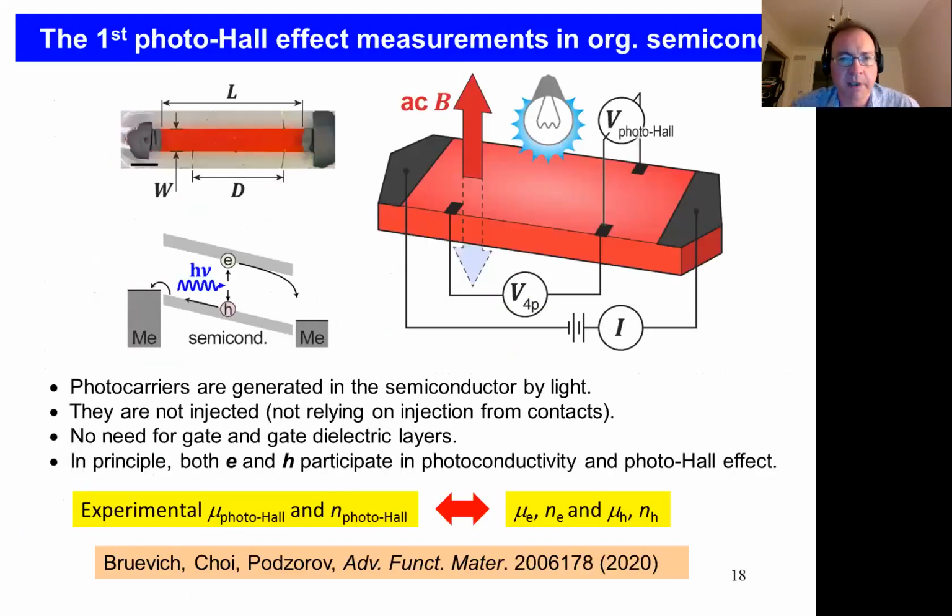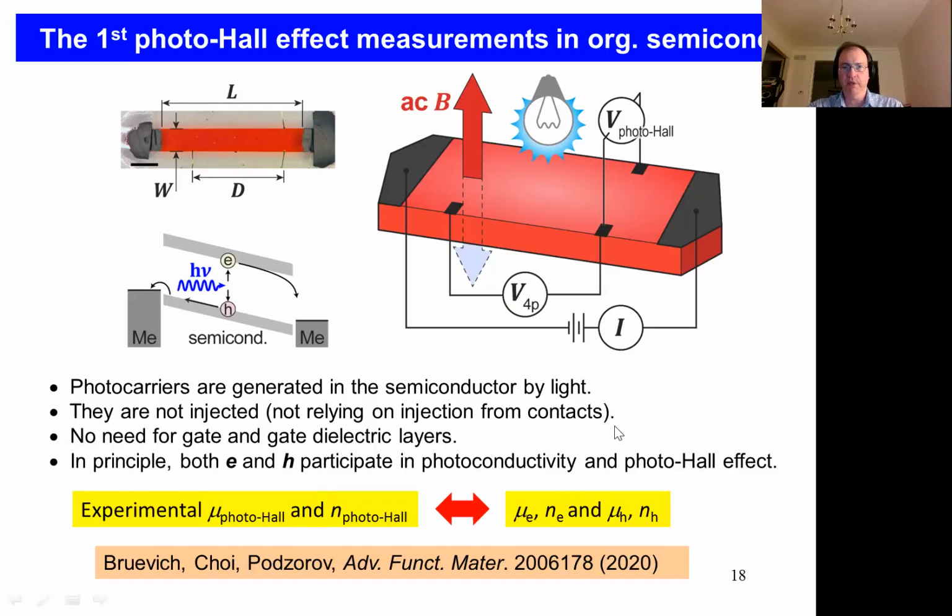Okay, and finally, let me briefly talk about the last topic that I wanted to cover, the first photo Hall effect measurements that we have performed recently, again in our favorite material, rubrene. Now here, these devices are not transistors. They are not coated with gate dielectric or gate. This is just a freestanding device with a free top surface sitting on a substrate, of course, with contacts in the Hall bar geometry.